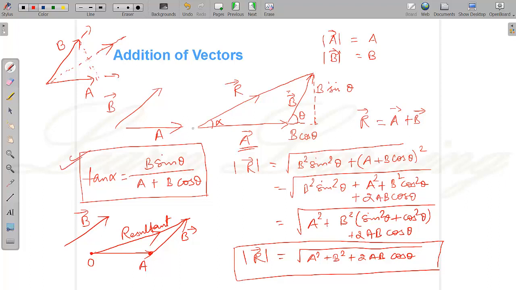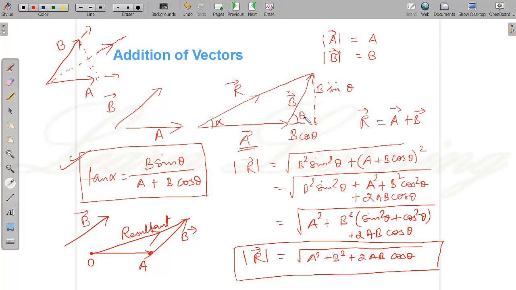So this is the way to calculate the resultant of two vectors, where vector A and vector B are given and the angle between those two vectors is given. Now we'll see what this theta is. I just forgot to tell you what this theta is in the beginning. So angle theta is the angle between the vectors.